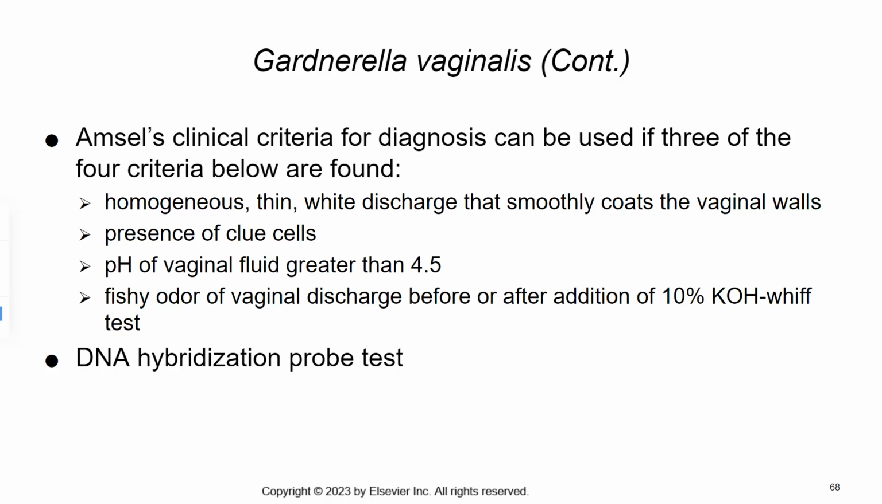So there are clinical criteria for diagnosis, and it can be used if 3 of the 4 criteria are found. Homogeneous thin white discharge that smoothly coats the vaginal walls, presence of clue cells, pH of the vagina greater than 4.5, and fishy odor of the vaginal discharge before or after the addition of 10% KOH, the whiff test. A DNA hybridization probe test is available.